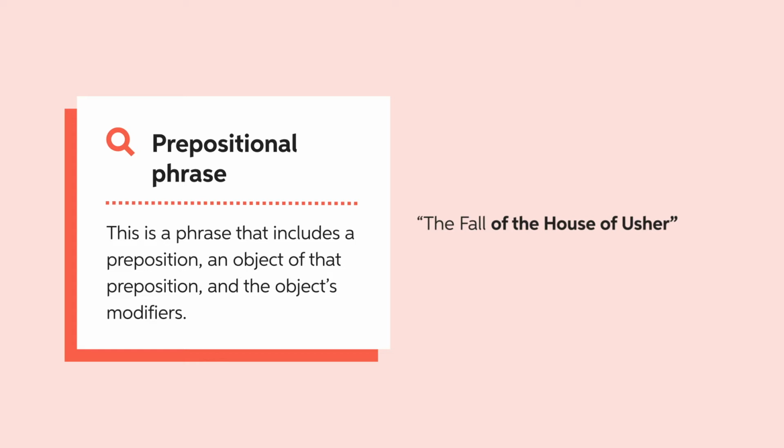Prepositions are prepositioned in a sentence. They precede the object, the noun, or pronoun in the phrase. In our example, the preposition of precedes the object, the house, in the first phrase, and of precedes Usher in the second phrase.